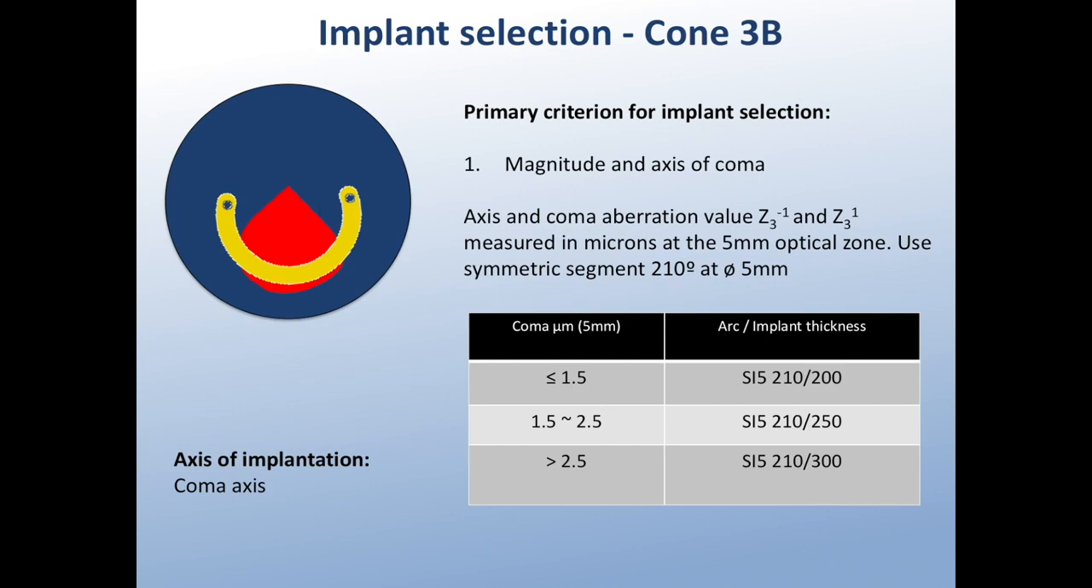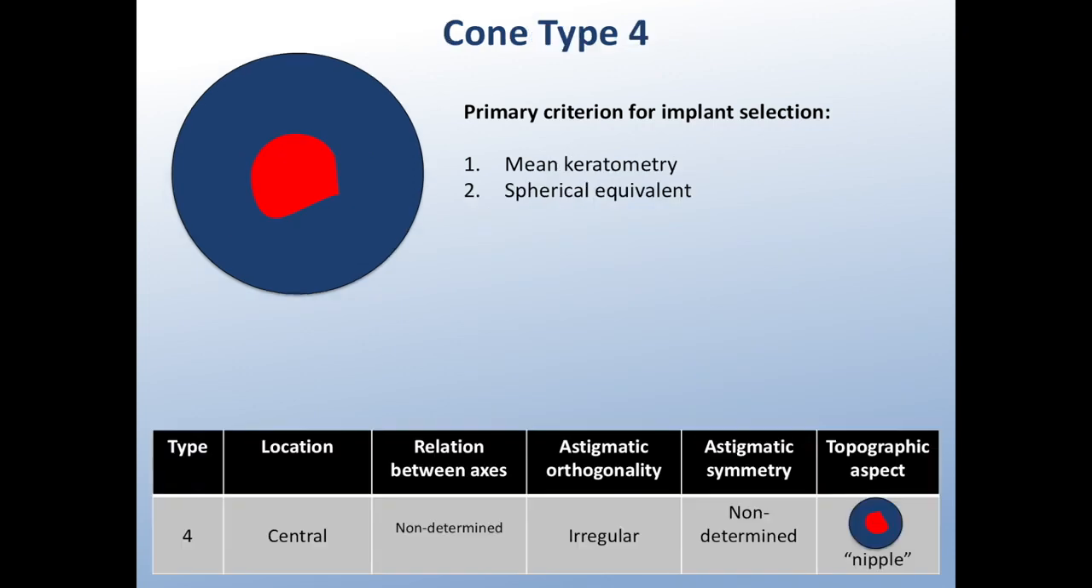Depending on the coma we must correct, we implant a 200, 250, or 300 micron ring if the coma is below 1.5, between 1.5 and 2.5, or above 2.5 microns in the area of 5 millimeters, respectively. Therefore, the aberrometric map with the measurement of the coma is essential in this type of identification.